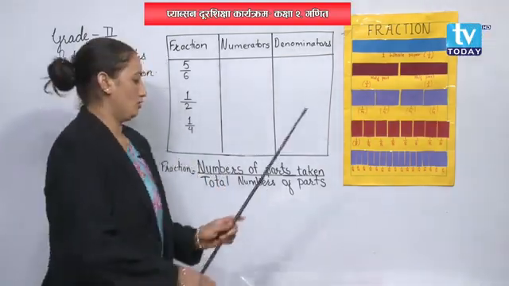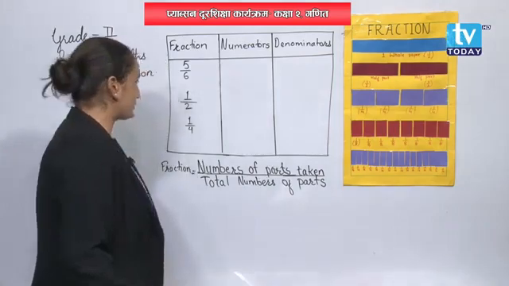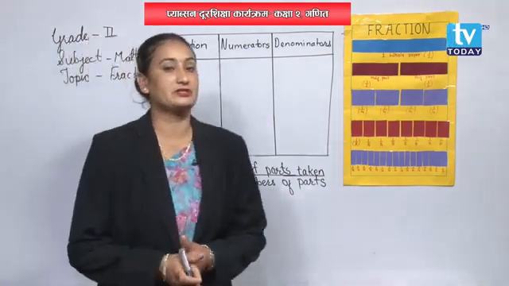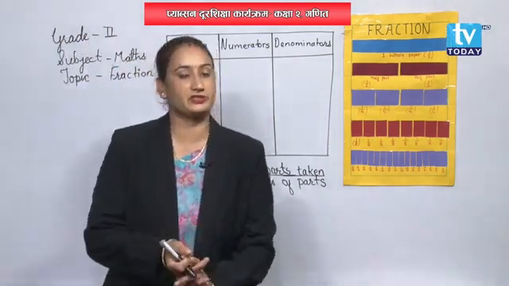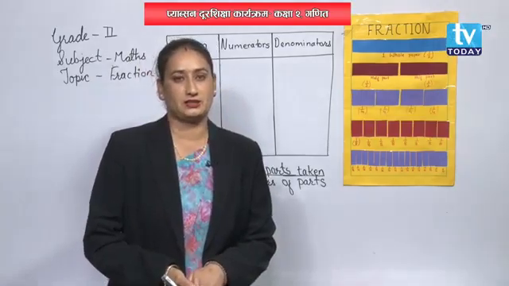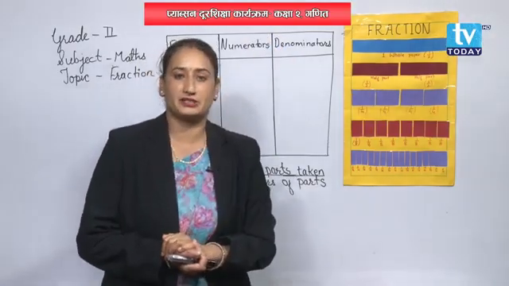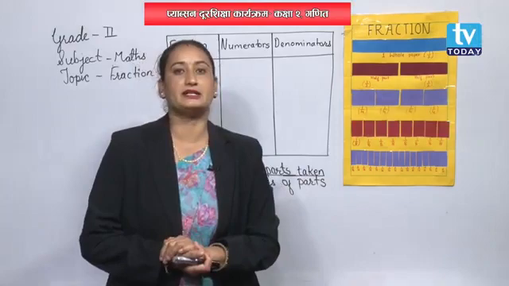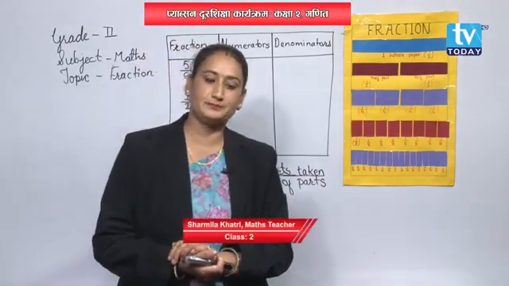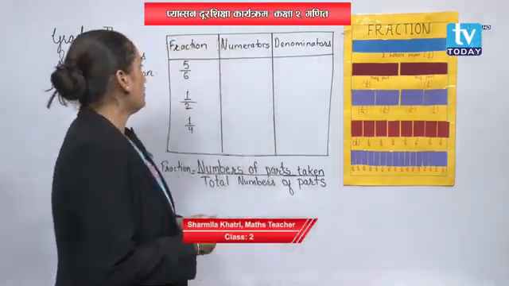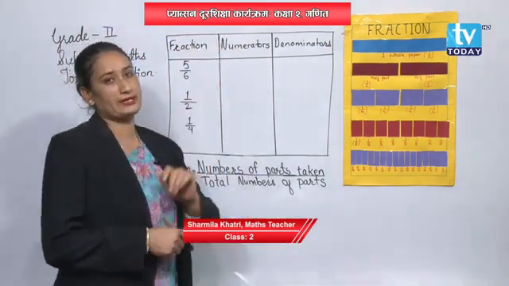Okay. So now students, you have to tell me, can you separate the numerators and denominators easily or not? Top number is the numerator and bottom number is the denominator. Okay. Now first one is 5 by 6.